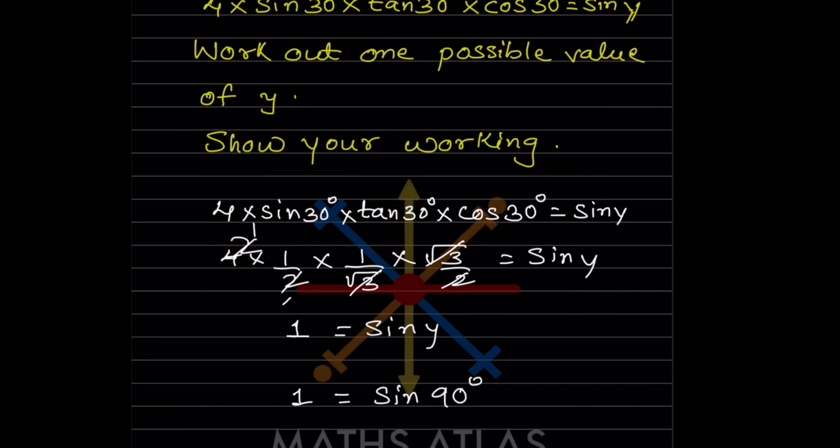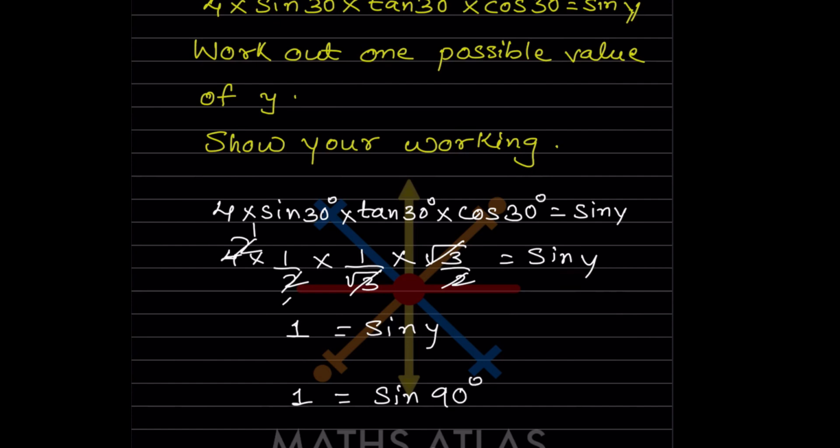You can check it later, and this will be sine y. So now what happens here? 2 ones are 2, 2 twos are 4. This root 3 and root 3 get cancelled. This will be 1. So here we can see on the left hand side, nothing remains. So that will be 1. And this is sine y.